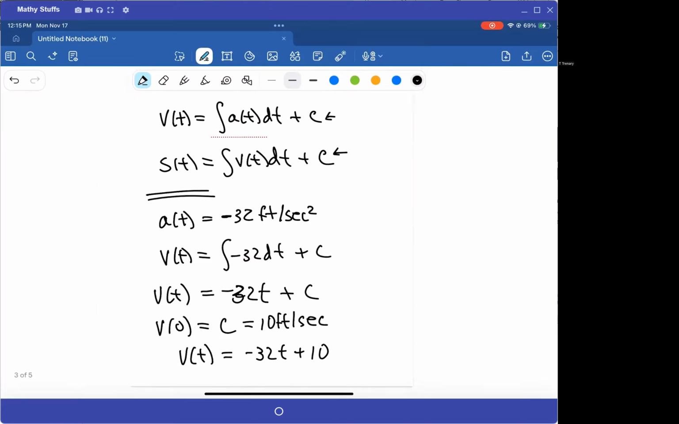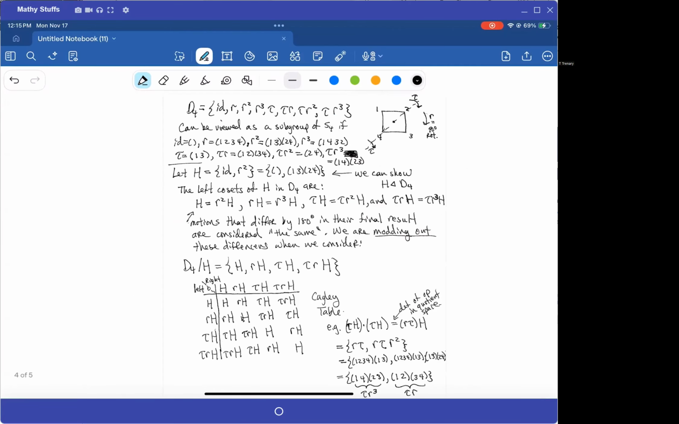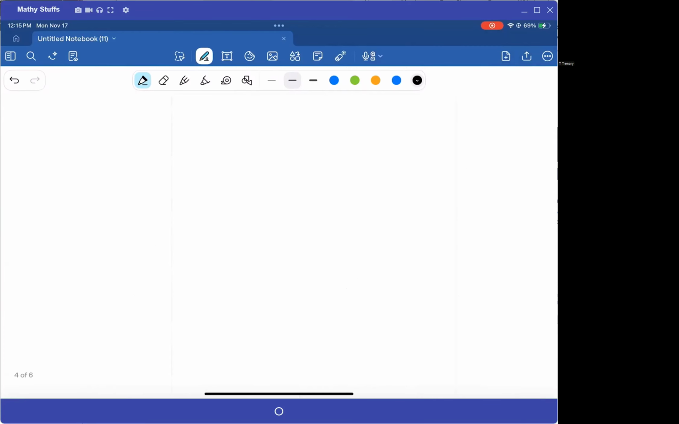All right, so we got that. Now we're going to do our acceleration function, or excuse me, our position function. So position is the antiderivative of the velocity plus some constant. And that constant is going to be our initial velocity. You'll see that as we unfold this all.